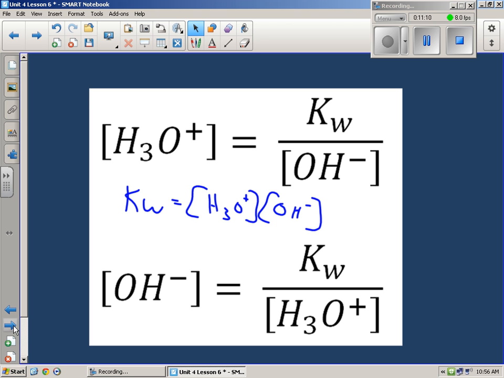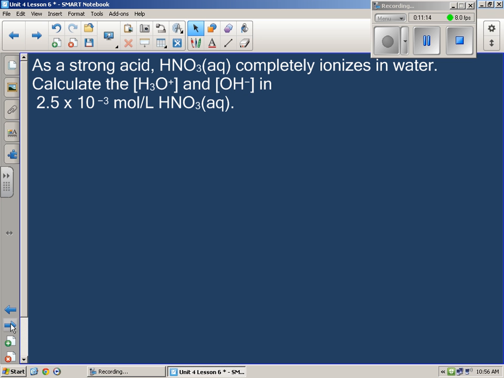So we're going to use that now to calculate some concentrations on the next page here. Okay? As a strong acid, HNO3 completely ionizes in water. Calculate the H3O+ and the hydroxide ion concentration of 2.5 times 10 to the negative 3 moles per liter HNO3. Okay, so you need to find both the H3O+ concentration, probably fairly high in this case because we're talking about an acid, and also the hydroxide ion concentration, which is probably going to be fairly low, because if the H3O+ concentration goes up, the hydroxide ion concentration is going to go down.